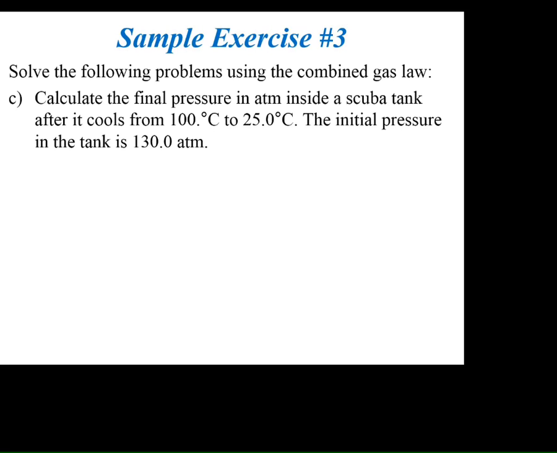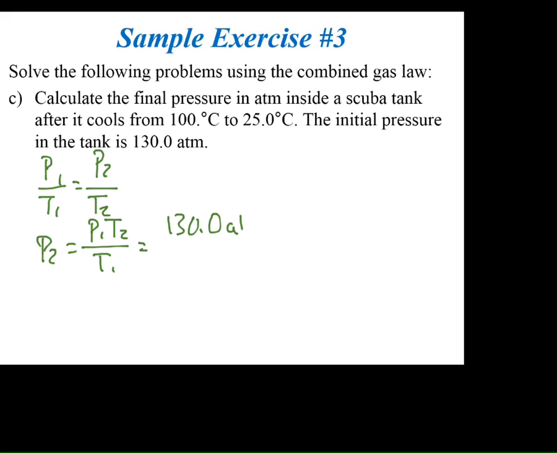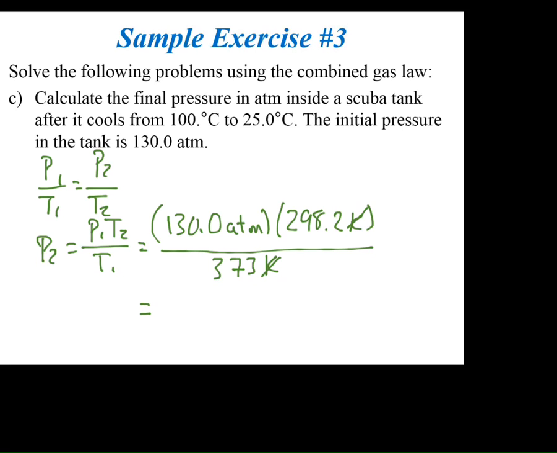Okay, so let's work it out real quick. Calculate the final pressure, P2. We have P1 over T1 equals P2 over T2. So the final pressure P2 is going to be P1 T2 over T1. P1, the initial pressure, is 130.0 atmospheres. T2 is 25 plus 273.15, so it's going to be 298.2, I guess. And then T1, 100, it's going to be 373 Kelvin. So what'd you get there? I'm sorry, anybody? 104.